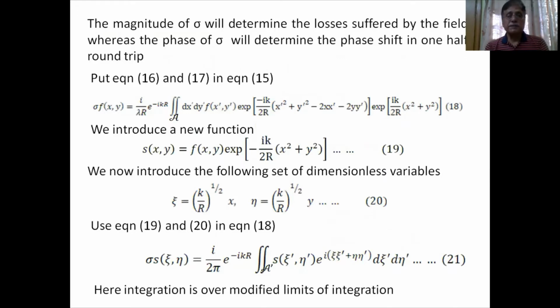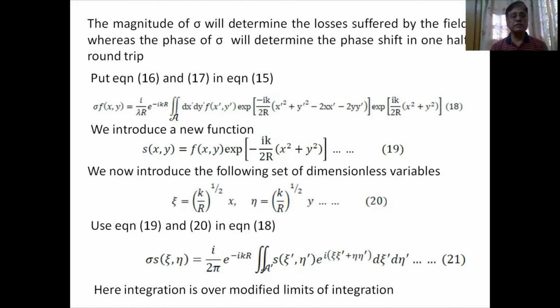The magnitude of sigma will determine the losses suffered by the field, whereas the phase of sigma will determine the phase shift in 1/2 round trip. There will be two factors in sigma. That is, the magnitude of sigma will determine the losses suffered by the field, whereas the phase of sigma will determine the phase shift in 1/2 round trip.